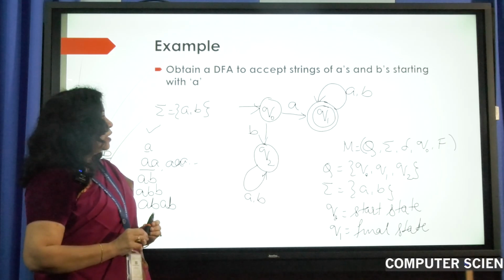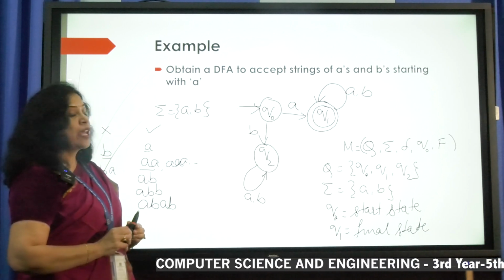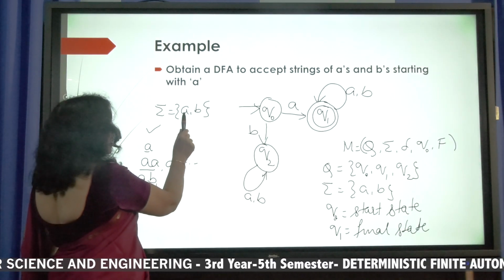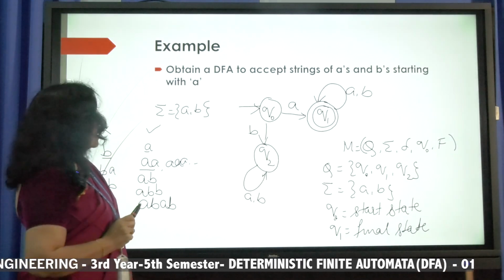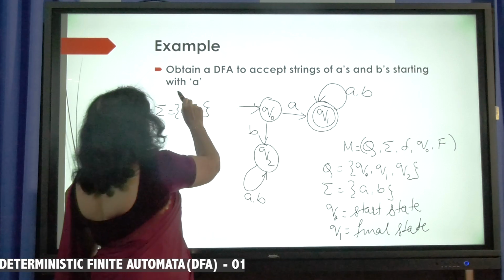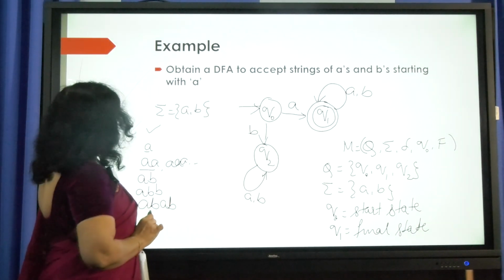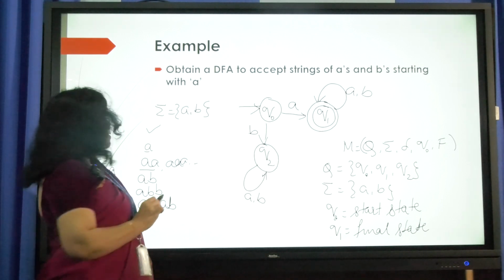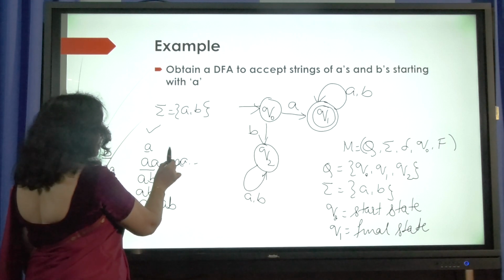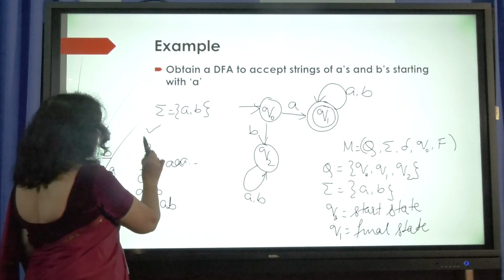Obtain a DFA to accept strings of A's and B's starting with A. The question says sigma equals A comma B. That is, the input symbols comprise A and B. Now, starting with A is the condition. So let's have some sample strings that start with A. I have written a few strings. The minimal string we can have is only A. The string A is starting with A.